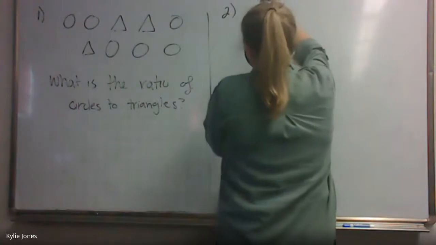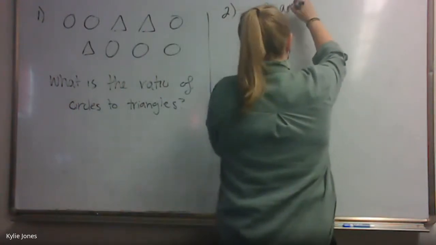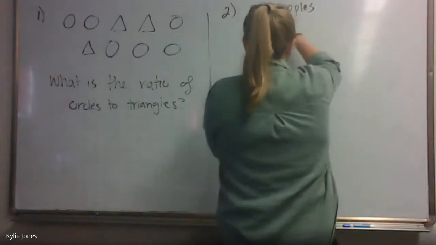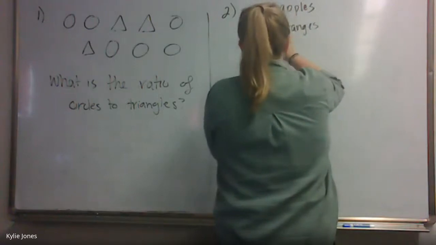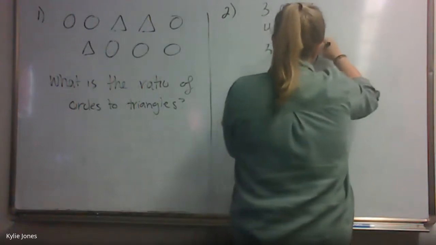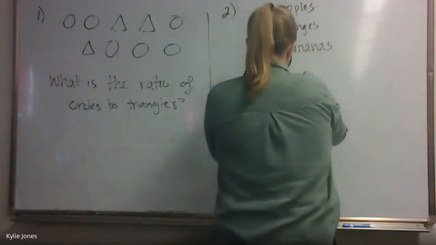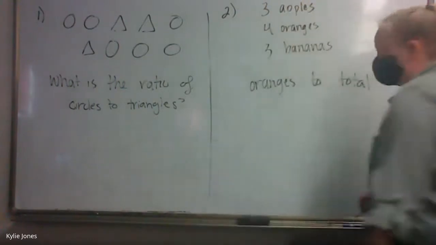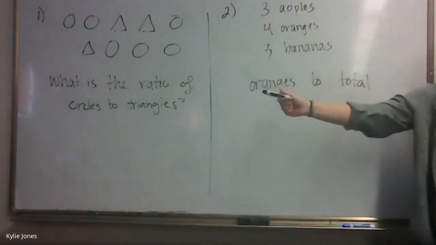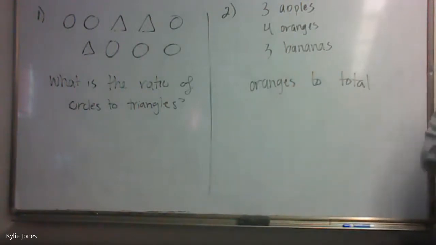Let's do the next one. 3 apples, 4 oranges, 3 bananas. And then let's do oranges, 2. Okay, so we have 2 problems here. Circles compared to triangles, and then oranges compared to the total amount of fruit. So work on those 2. I'm going to go get a new marker.